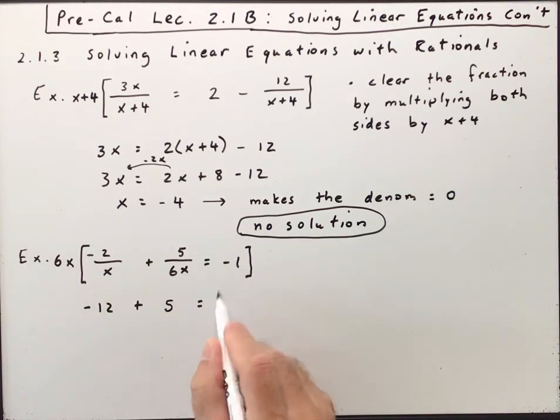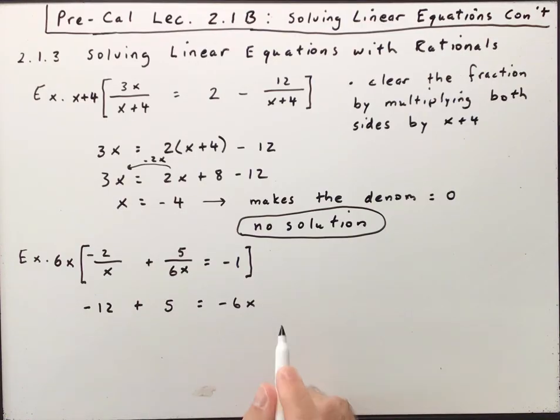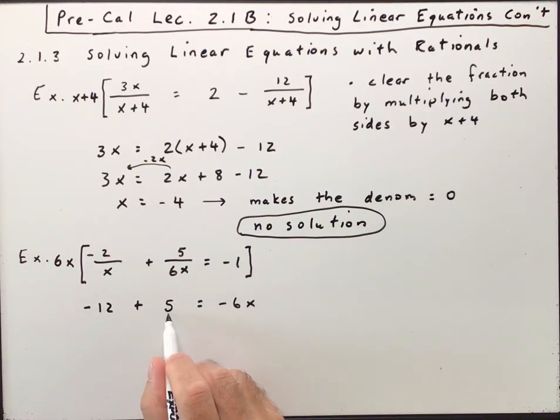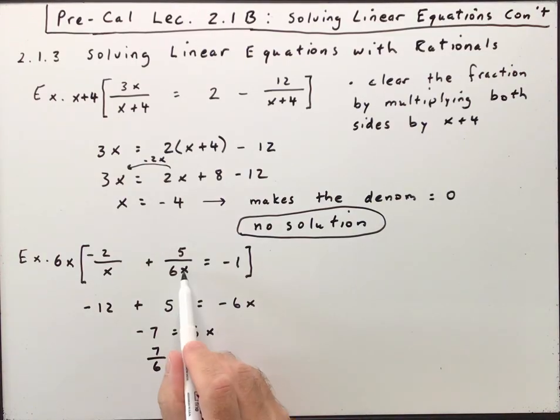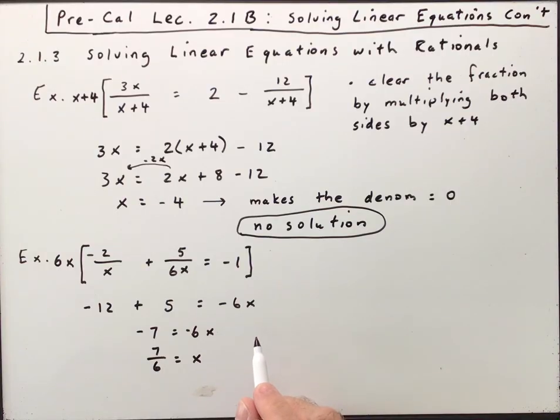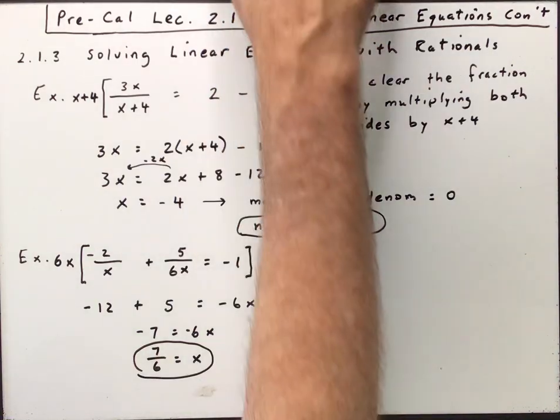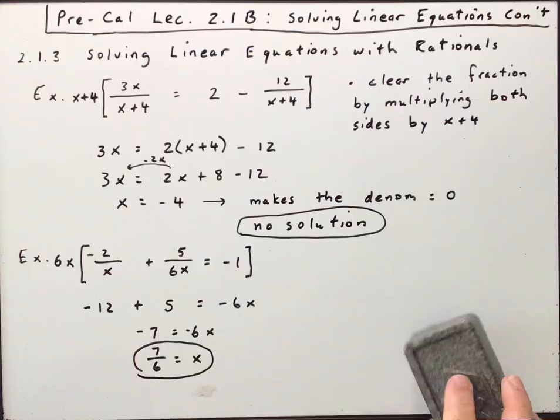And then 6x times negative 1 would be negative 6x. So negative 12 plus 5, that's negative 7, equals negative 6x. Divide both sides by negative 6, and you'd have 7 over 6 is equal to x. If I just eyeball that and plug 7 over 6 in, it doesn't make any denominator 0. So that will work for us. Pretty cool. Sometimes you have to put on your thinking cap to decide how to clear the fraction.